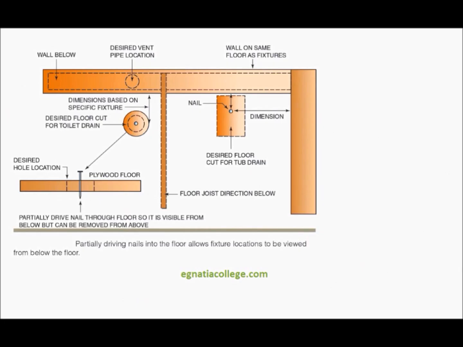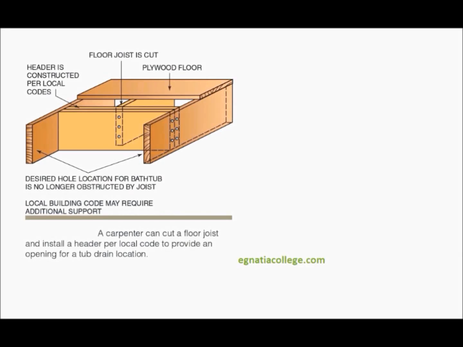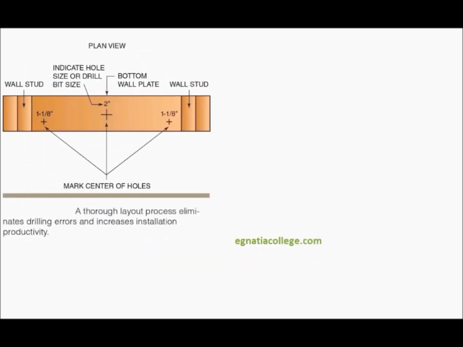This figure illustrates the process of using a nail to indicate where to install piping for a fixture or group of fixtures. A carpenter can cut a floor joist and install a header per local code to provide an opening for a tub drain location. A thorough layout process eliminates drilling errors and increases installation productivity.